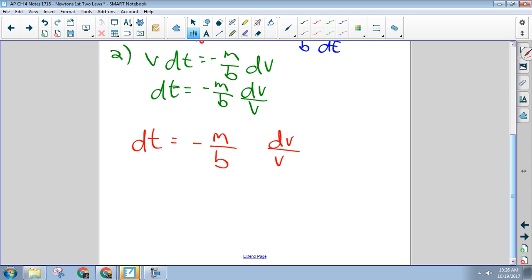So what I'm going to do is integrate both sides. The left side I'm integrating with respect to t, and on the right side I'm integrating with respect to v. Okay so far? Now, you could technically put the integral out front, but the integral of a constant times a thing is the same as the constant times the integral of the thing. So you can pull the constant out. So I'm going to put an integral here, and I'm going to put an integral here.